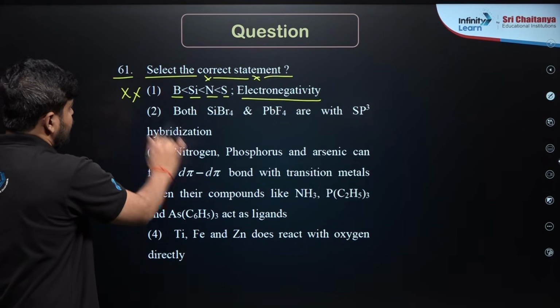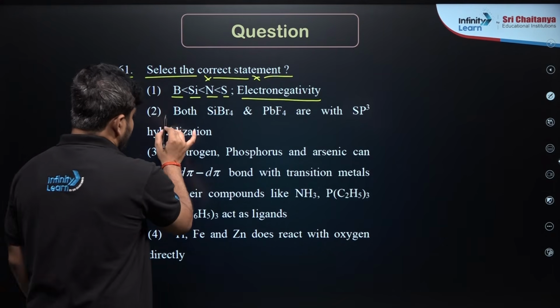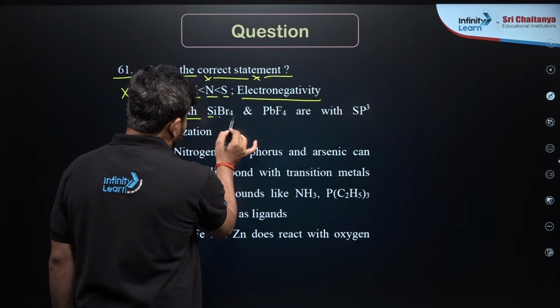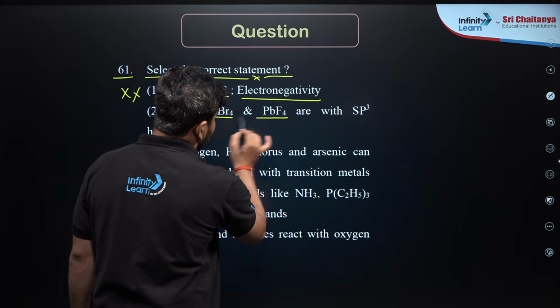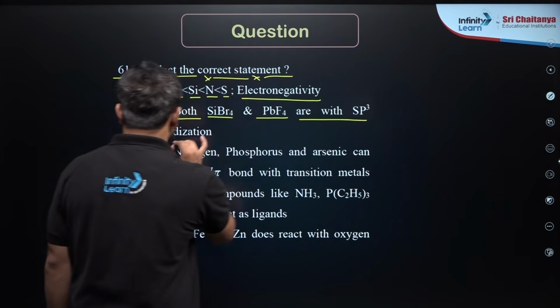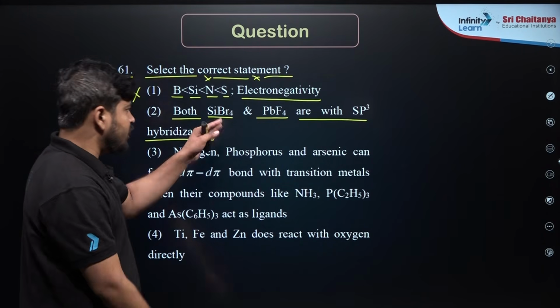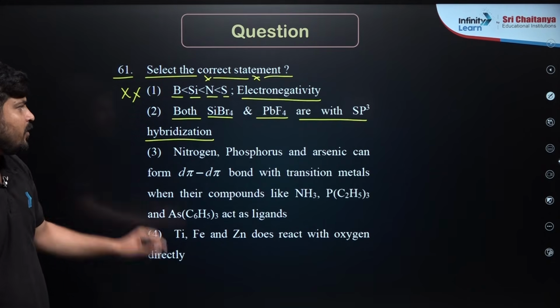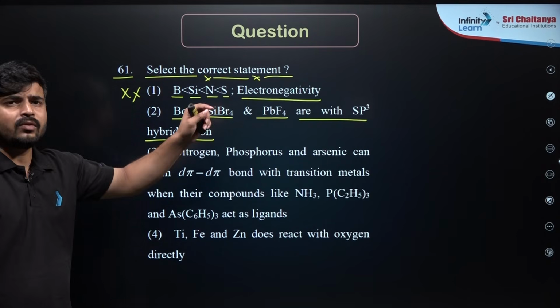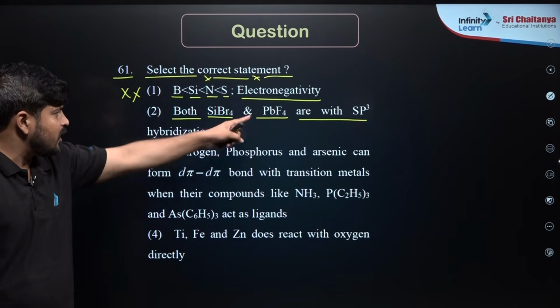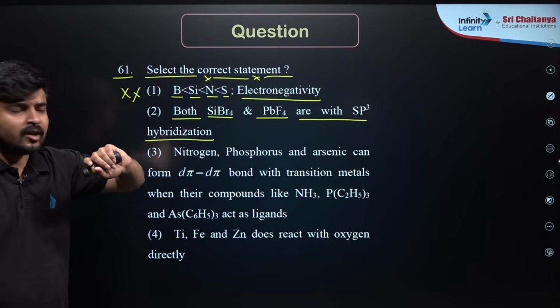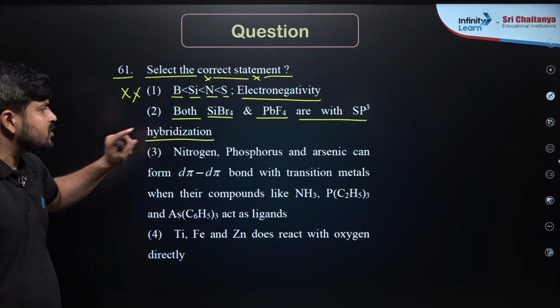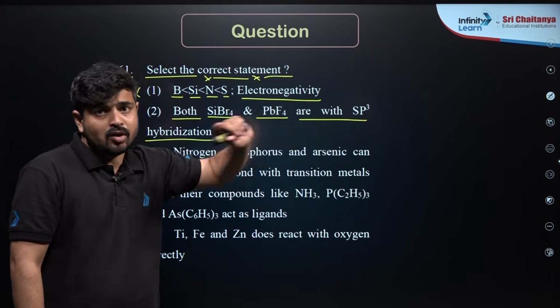This is not a correct order. And if I am going to discuss, SiBr4 and PbF4 are with sp3 hybridization. Normally this one has sp3 hybridization, but you know bromine and fluorine are highly electronegative, and the size of Pb is also very high. So identically if we are going to discuss, sp3 hybridization is not more correct.